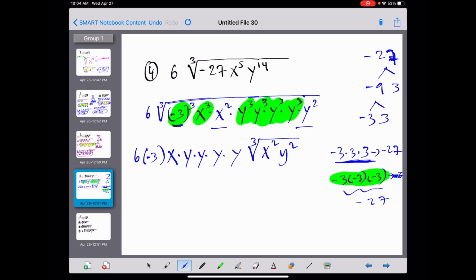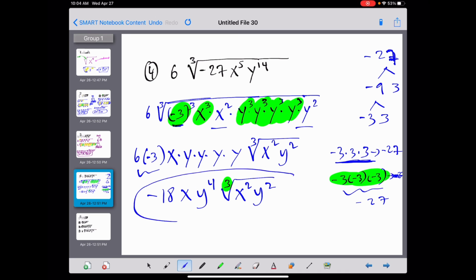So in front, 6 times negative 3, that's negative 18. x, y to the 4th, 3rd root of x squared, y squared. It's important that you write the root between the radical symbols, because I have students that write it as if it's a regular exponent outside, and that would be the wrong way of writing it, okay? So this is your final answer right here.